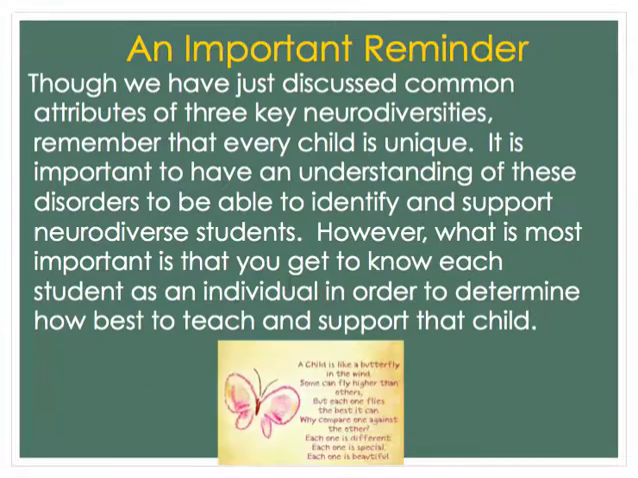And I want to leave you with just one final thought. So this whole presentation has been about the common attributes of the 3 different neurodiversities we've talked about. But there's always a danger when we look at the average or the common attributes, because we have to remember that each child with whom we work is going to be unique. So we need to have an overall understanding of these disorders, but then we need to take it that step beyond to see each student as an individual and to figure out how can we best support and teach each individual student.